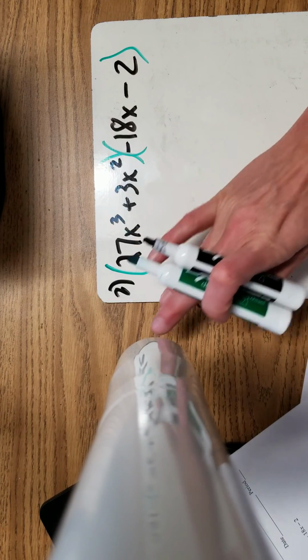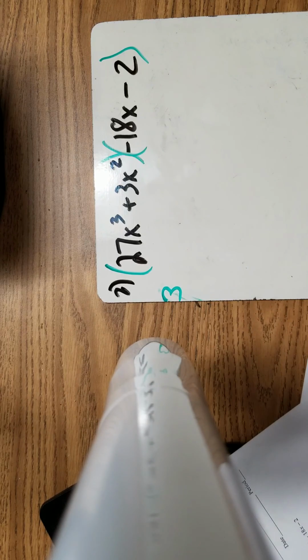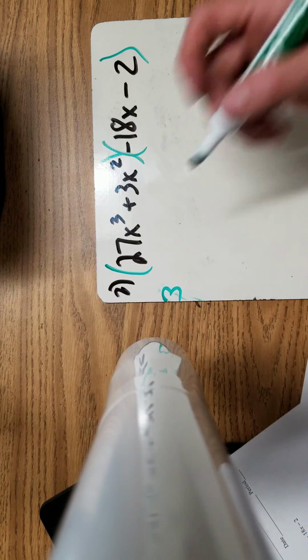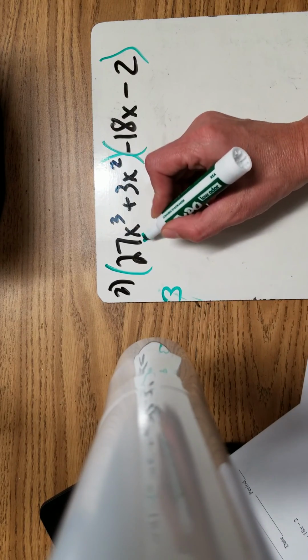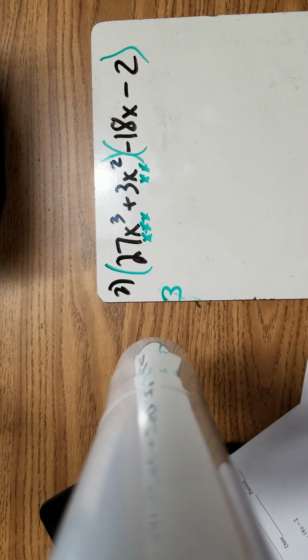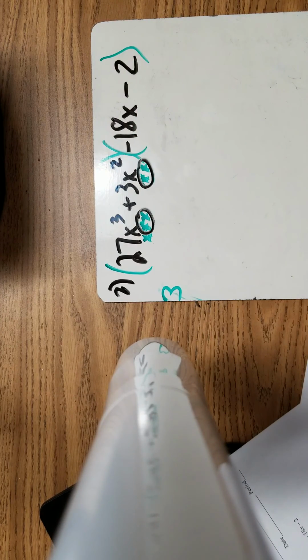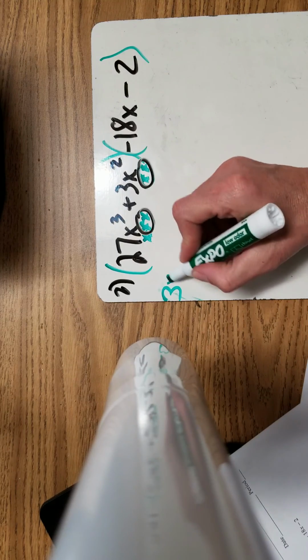Okay, and that's kind of an ugly 3. Let me redo that. And then I take a look at their variables. This one's x to the third, or x times x times x. X to the second is x times x. And I look at what they have in common. They both have x to the second power in common. So I'm going to factor out x to the second power.